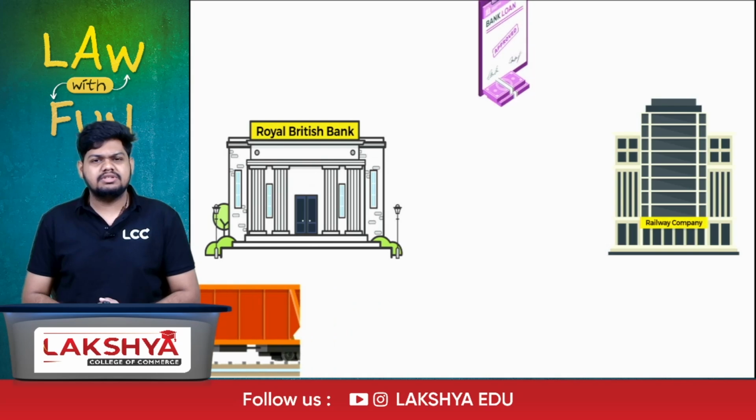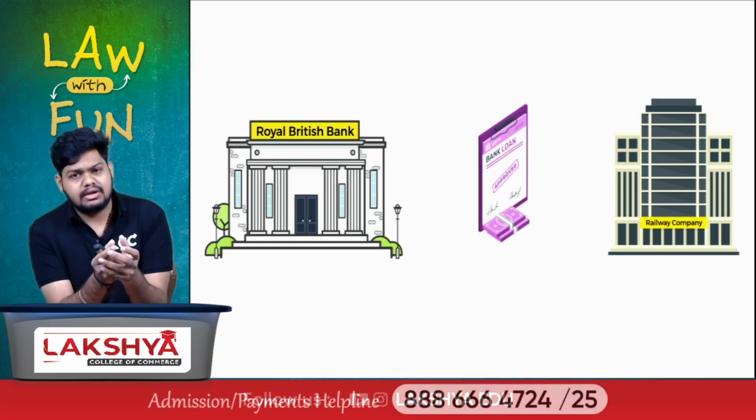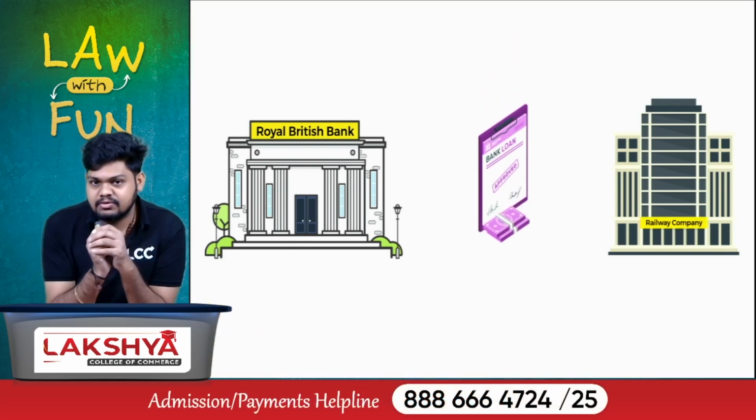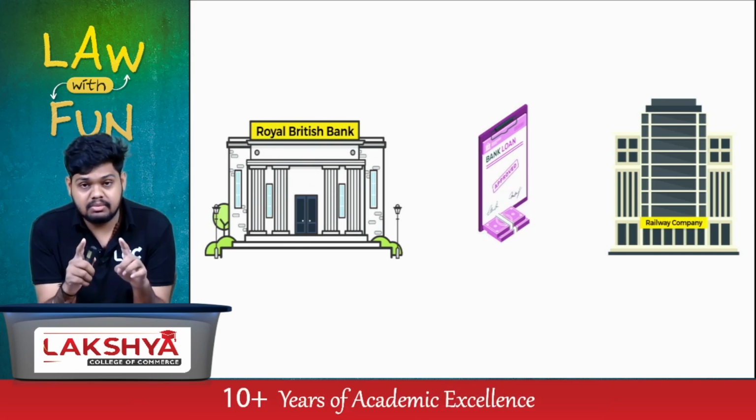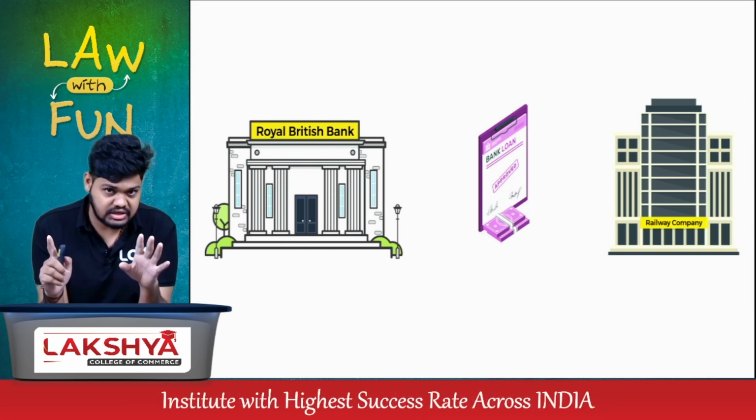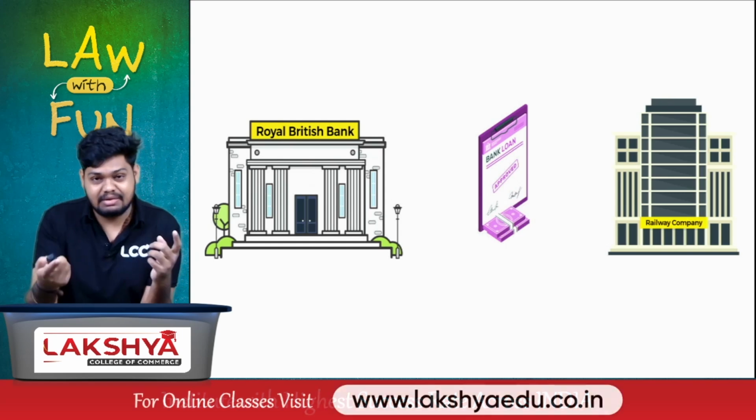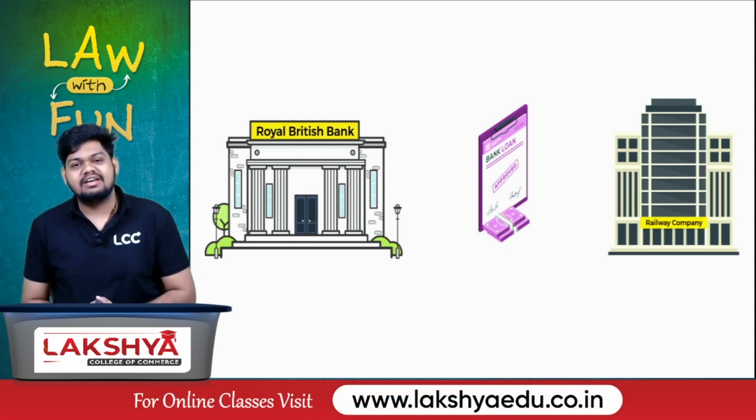So what's the concept here, sir? A railway company wants a bank loan from a bank. The bank's name was Royal British Bank. And remember, Mr. Turquand has not yet come to the story. He'll make his entry at the later part of the cinema. Okay, so come back. So what happened here?